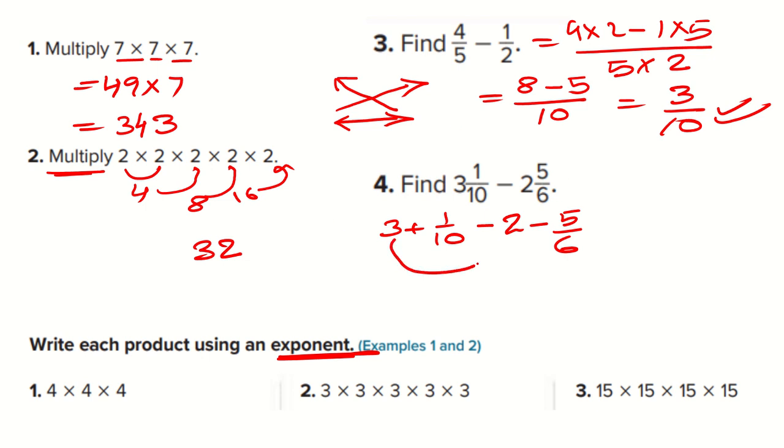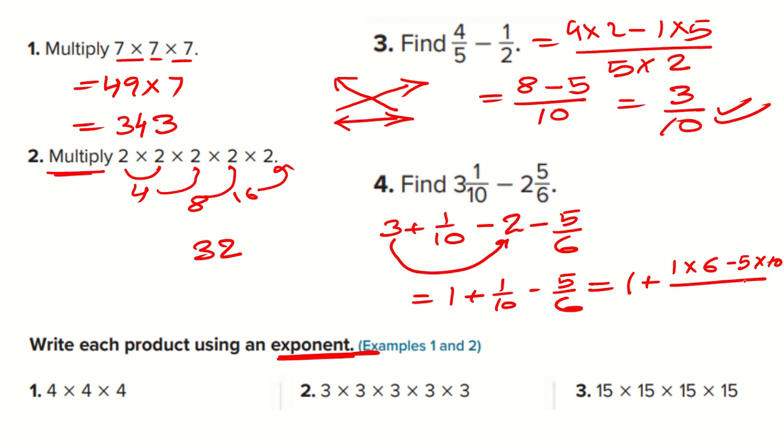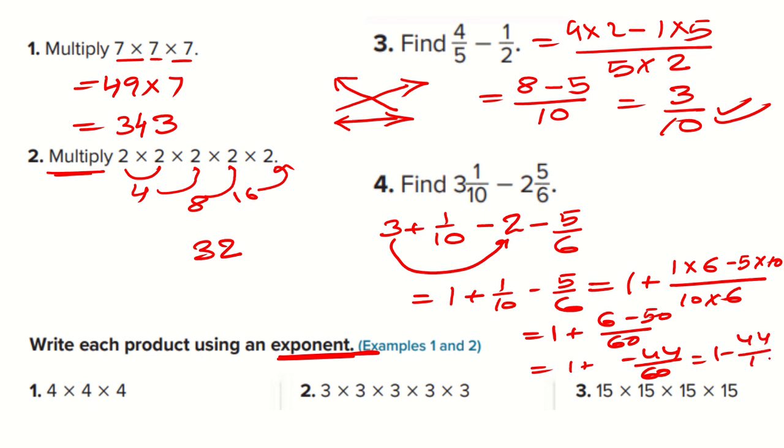Now you see we can regroup these numbers. So 3 minus 2, 1 plus 1 over 10 minus 5 over 6. So again you just cross multiply this so that you can simplify it easily. So 1 multiply 6 minus 5 multiply 10 over 10 multiply 6. So this is 1 plus 6 minus 50 over 60, that is 1 plus minus 44 over 60. So this is 1 minus 44 over 60.